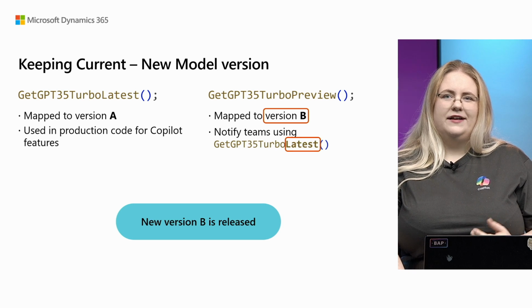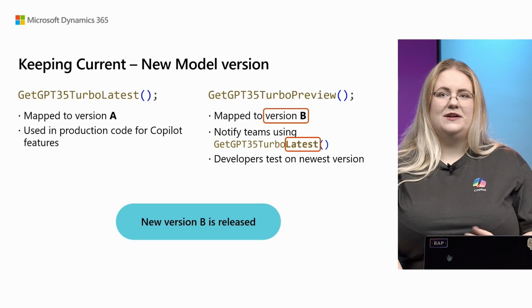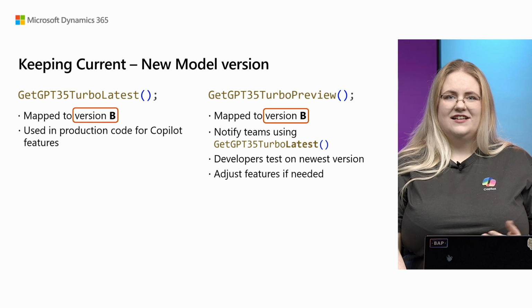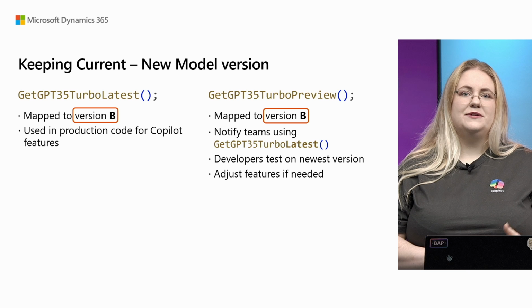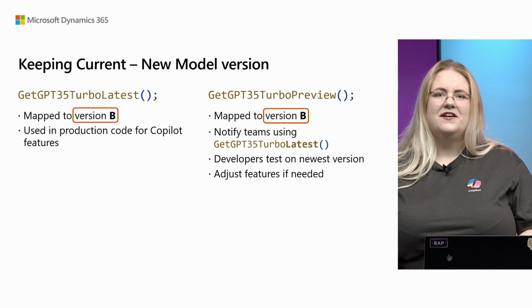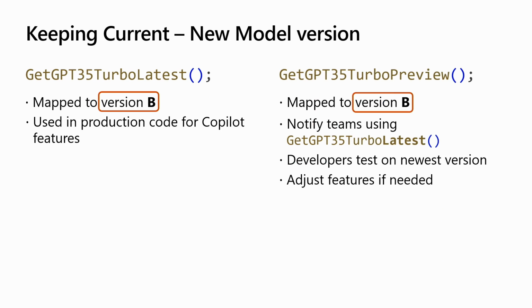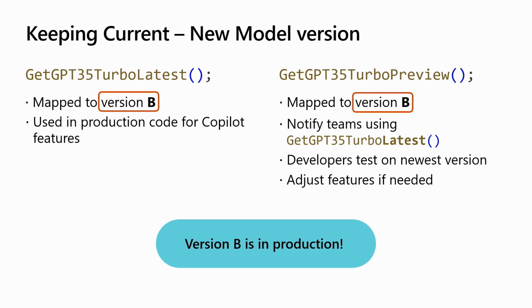And then I notify the teams using the latest version, so developers can test on the new and upcoming preview version, adjust the feature if needed, and then release those adjustments to production and change the mapping of the latest function to also map to version B. This way, model version B is released to production with all the adjustments it needs, and we can wait for version C to be released to do this process all over again. That's it for keeping up with the new model versions.